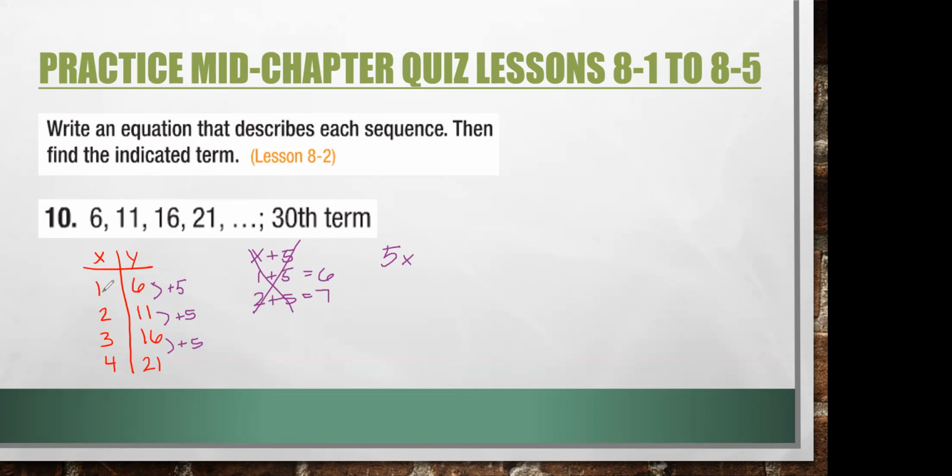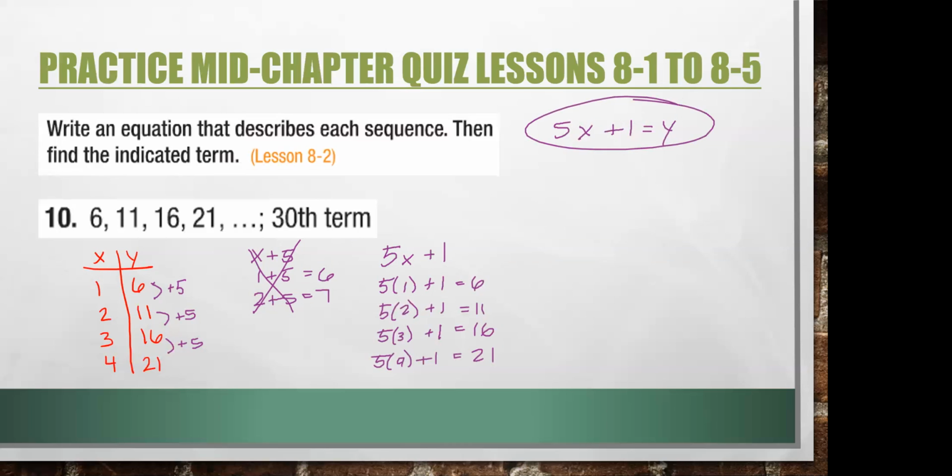Now I'm increasing by 5, so I'm going to be multiplying by 5. And then if I multiply my first term by 5, well, that just gives me 5. I need to get to 6. Well, if I add one more, that gives me 6, right? So I can test this out. 5 times 1 plus 1 is equal to 6. It works for the first term. Let's try the second term. So 5 times 2 is 10 plus 1 is 11. So that works. Let's try for the third term. 5 times 3 is 15 plus 1 is 16. So that works. And then the last term, 5 times 4 is 20 plus 1 is 21. So that works, okay? So my equation is going to be 5x plus 1 is equal to y, okay?